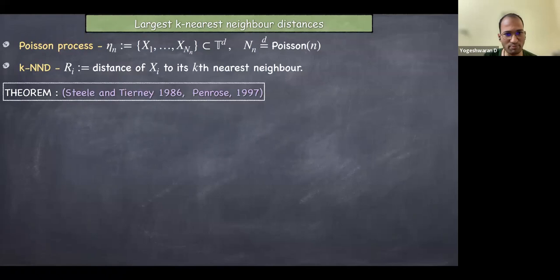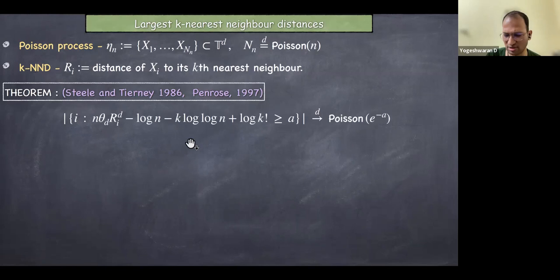And here is the result that people proved. Steele and Tierney, and then also Penrose with some variations, showed that if you take the nearest neighbor distance R_i and scale it to the power d, where theta_d is the volume of the unit ball, in other words theta_d R_i^d is the volume of the smallest ball containing k plus 1 points. You scale it by n, and then log n, k log n, log k factorial. You scale it appropriately. I will say in a moment what the scaling is. You count the number of points whose nearest neighbor distances after suitable scaling are greater than a. What they showed is that it converges in distribution to Poisson with parameter e to the minus a.